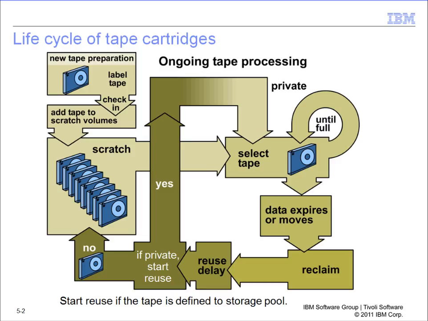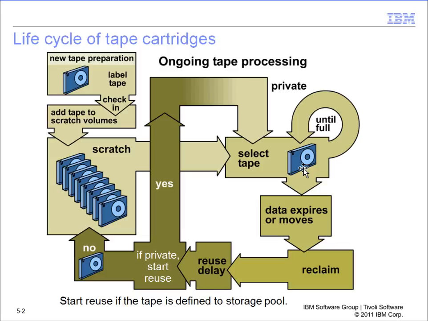This is rather confusing looking, but it's an actual diagram of the life cycle of a tape cartridge. We have a new tape cartridge. We label and check in the cartridge. We're going to add it to our scratch pool. When a tape is needed, one of these volumes will be called, it's selected, and written to. Once it's written to, it becomes private.